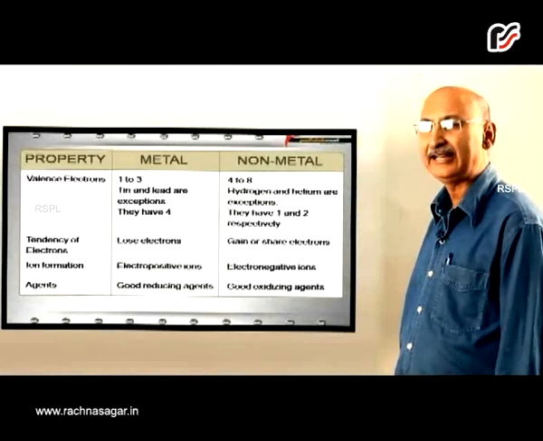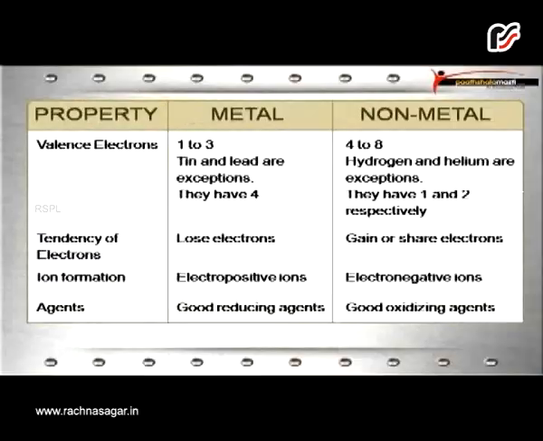This table shows how to identify a metal and a non-metal. First, identification can be done with the help of valence electrons. Valence electrons are electrons present in the outermost shell of an element. Generally, metals have 1 to 3 valence electrons. Tin and lead are exceptions. They have 4 valence electrons, but still they are metals. Non-metals generally have 4 to 8 valence electrons, but there are exceptions. Hydrogen and helium have 1 and 2 electrons respectively, but still they are non-metals.